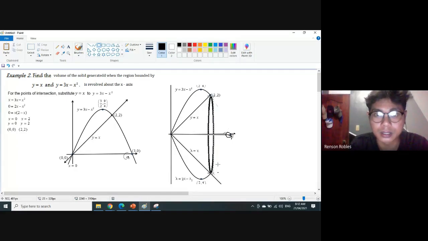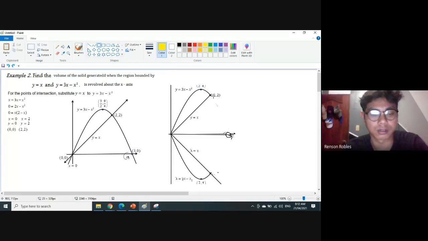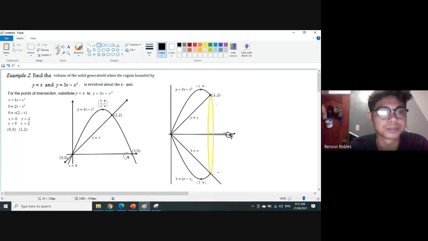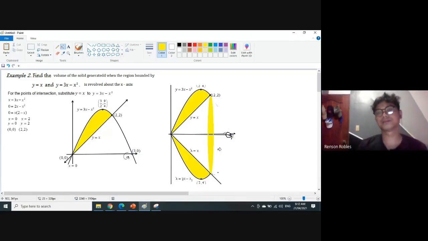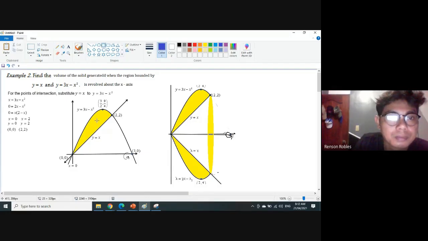And shade. So this is the region. This is the solid. Okay, that's it. So then we draw the element. We take an element that is vertical. Okay. Because this is easily solved when you take the element vertical, right?